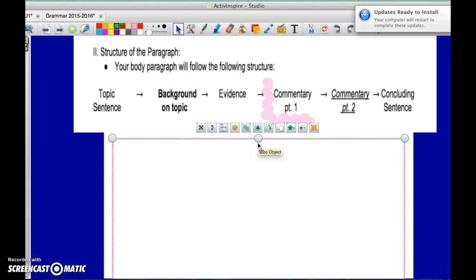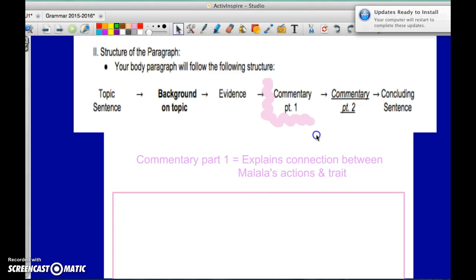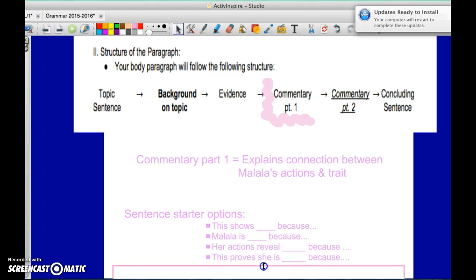Commentary part 1, we're old hats at. Commentary part 1 is where we are explaining the connection between our evidence and the trait. So in other words, we know that Malala is a hero, or Malala has this characteristic. She's brave, she's kind, she's blank. We need to make sure that we explain that. So the way we explain that is by referring back to the connection between what she's done and the trait. So this shows Malala is kind because blah, blah, blah.